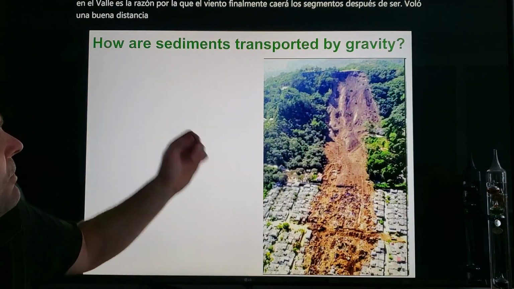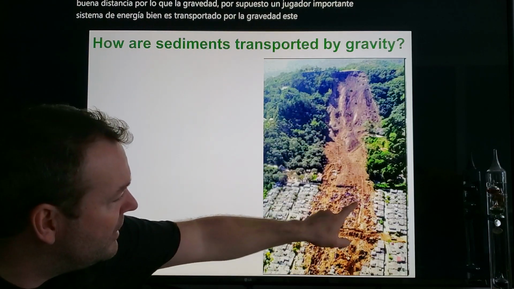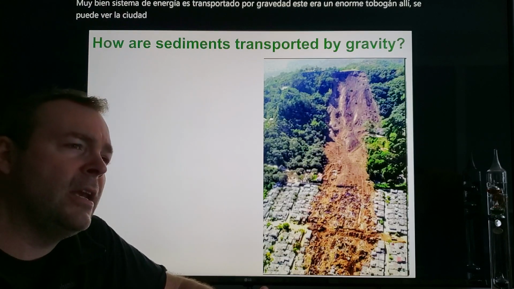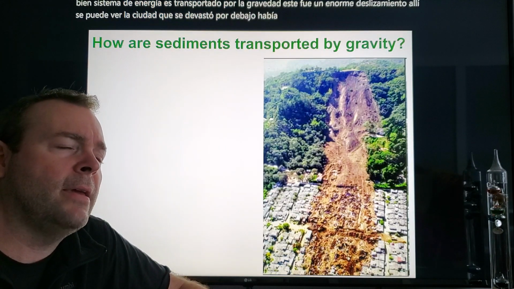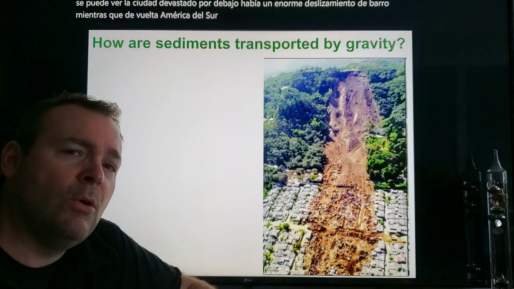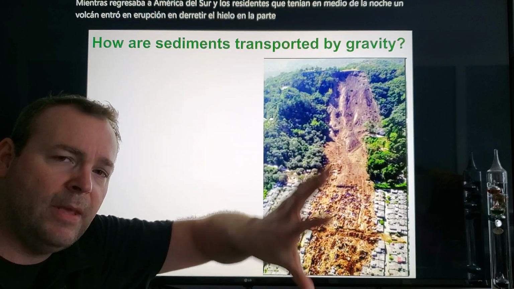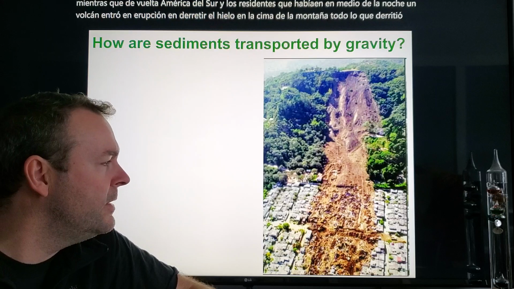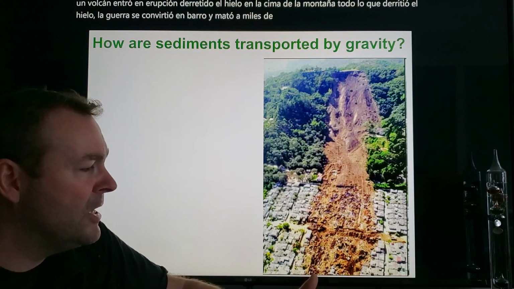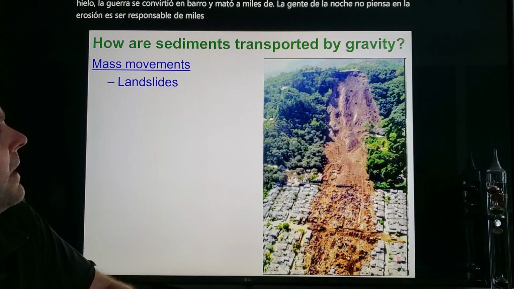All right. How are sediments transported by gravity? This was a huge slide there. You could see the town getting devastated down below. There was a huge mudslide, I believe it was, in Armero a while back, South America. It happened in the middle of the night. A volcano erupted. It melted the ice on top of the mountain. All that melted ice, the water, came downhill, turned into mud, and killed thousands of people overnight. You don't think about erosion as being responsible for thousands of deaths, but it was a tragic accident.